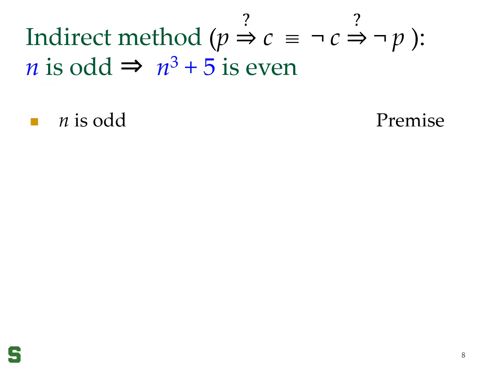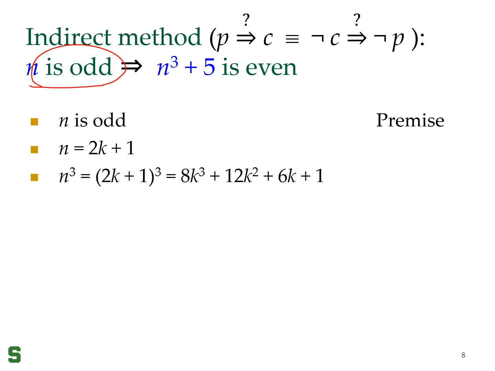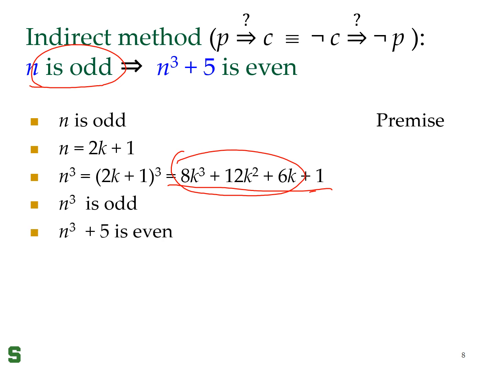We have n is odd. That's a premise we have now because we changed what we're going to prove. This is my premise now. So n is of the form 2k plus 1. So you can do n cube. n cube would be this binomial expansion that I can do: 8k cube plus 12k square plus 6k plus 1. Now I can say that n cube is odd because I can write this as 2 times something plus 1. And now I can add plus 5. That will make it even.